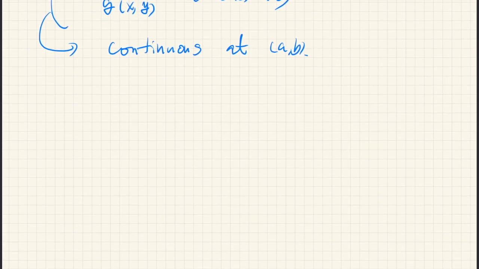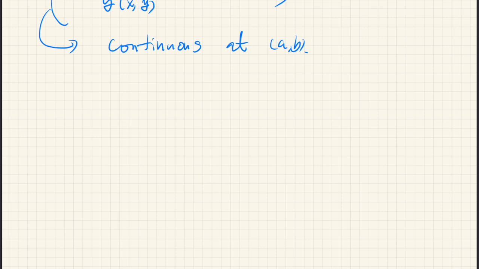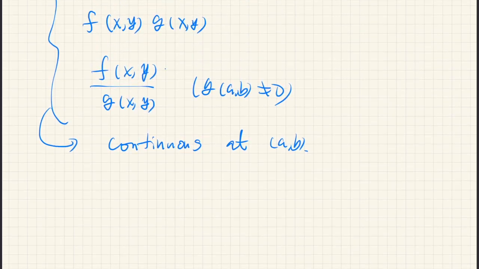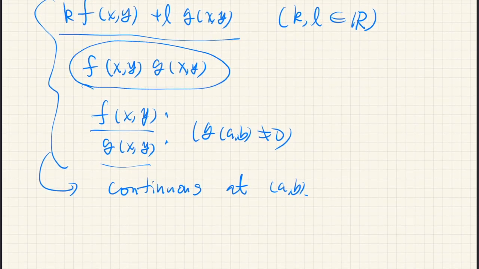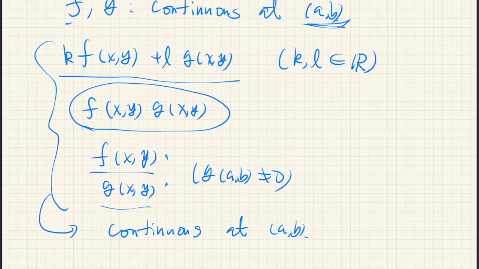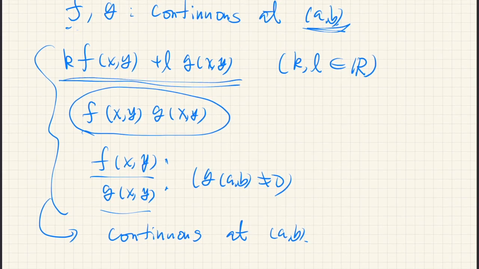And we have already seen that any polynomial functions are continuous at all points. And the ratio of two polynomial functions is called a rational function. And they are also continuous as long as the denominator is non-zero. By the way, any product of polynomial functions is also a polynomial function, and linear combinations of polynomials are also polynomials, so they are all continuous.